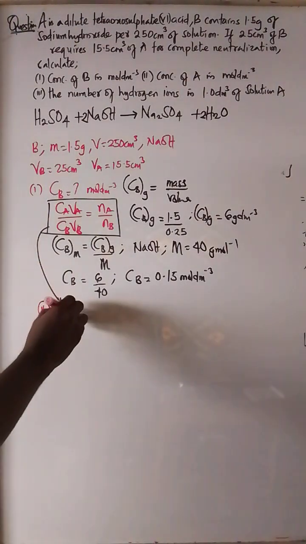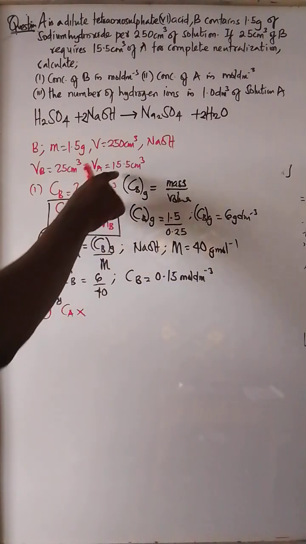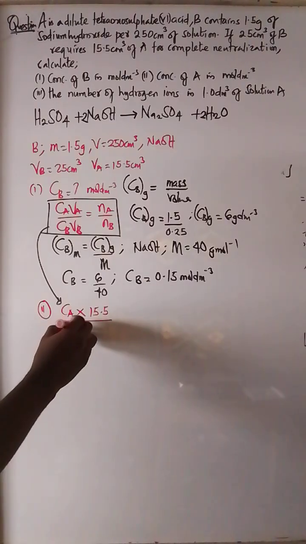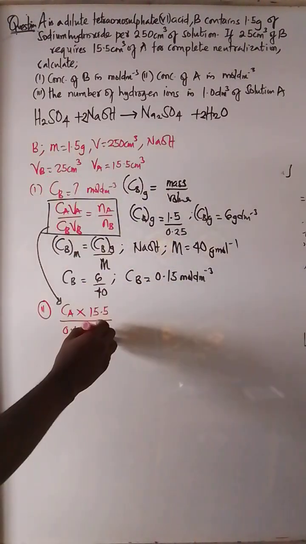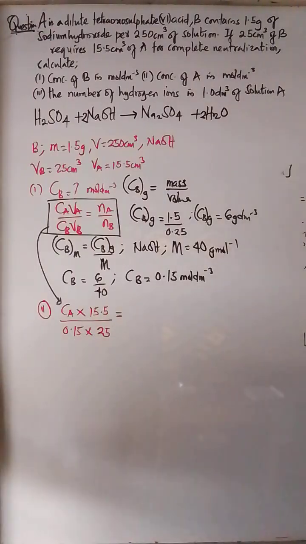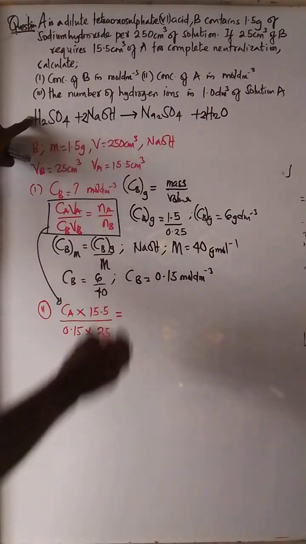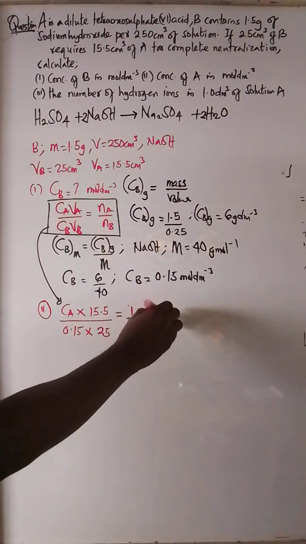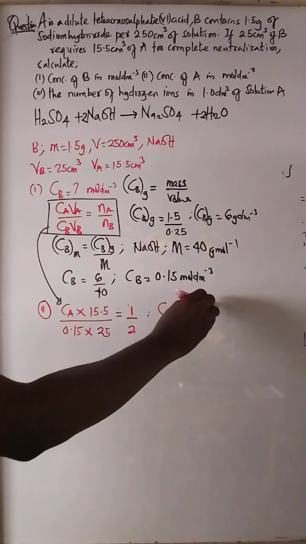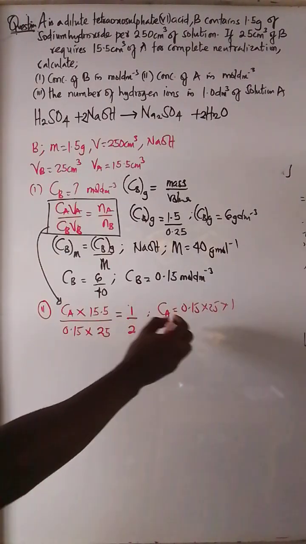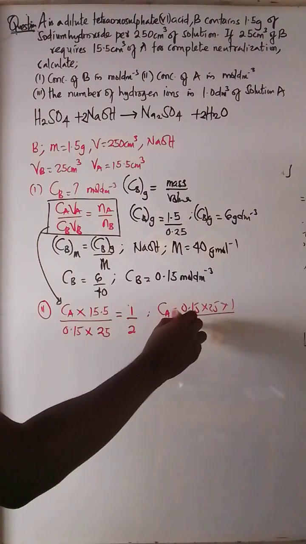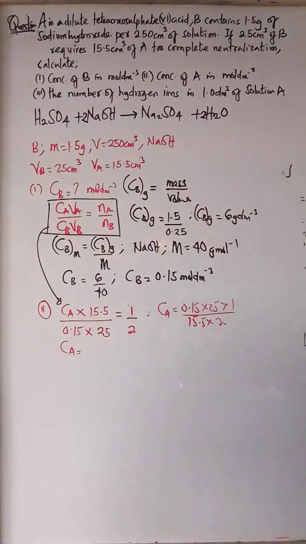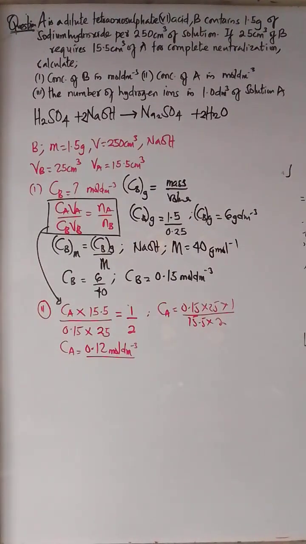We are looking for Ca times Va, where Va is 15.5, the titre value, over Cb, which is 0.15, times Vb, which is 25, equals Na over Nb. Na, that's acid, 1. Nb, that's 2. From here, if you make Ca the subject, Ca becomes 0.15 times 25 times 1, divided by 15.5 times 2. From there, we get the concentration of the acid to be 0.12 mole per dm cube.